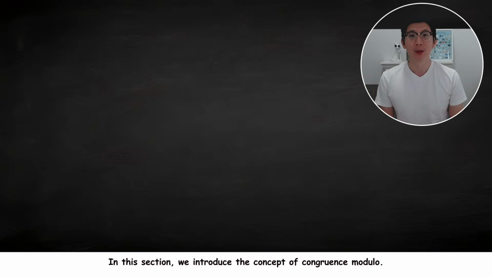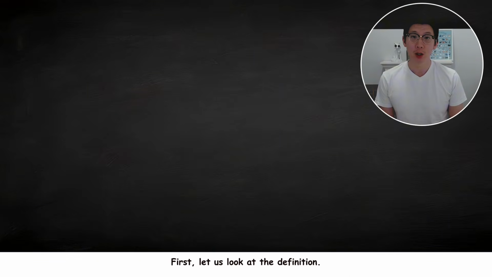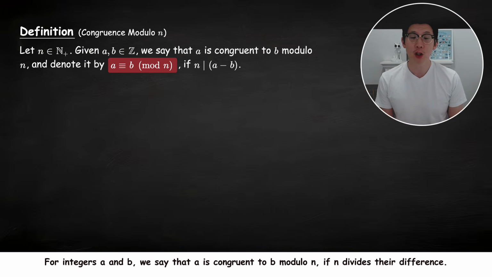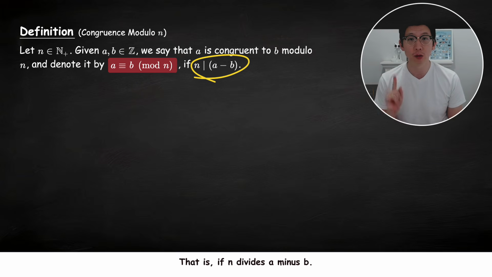Hi everyone. In this section, we introduce the concept of congruence modulo. First, let us look at the definition. Let n be a given positive natural number. For integers a and b, we say that a is congruent to b modulo n if n divides their difference. That is, if n divides a minus b.